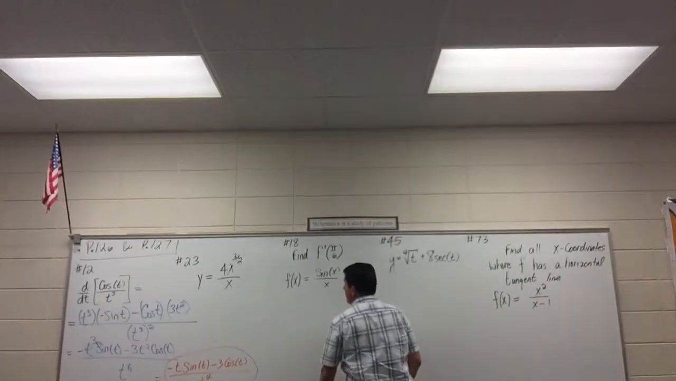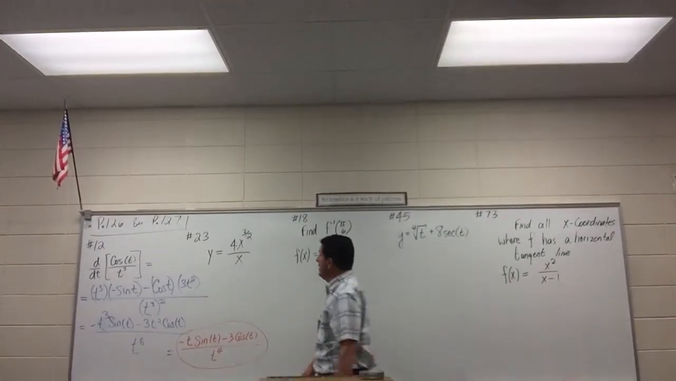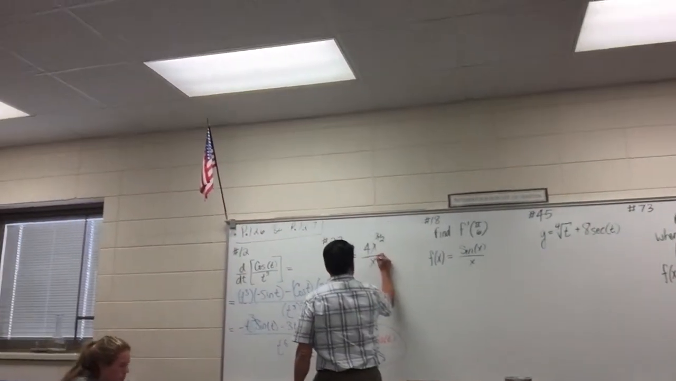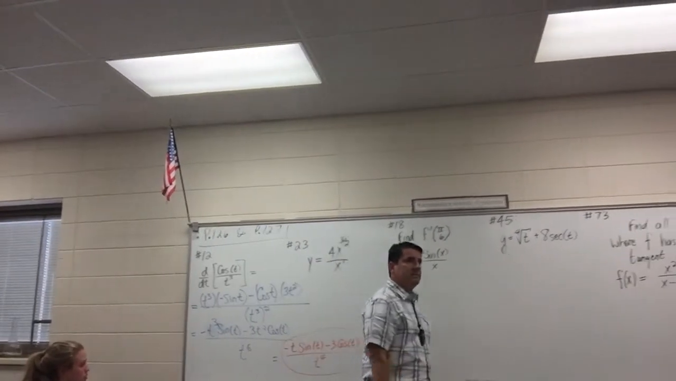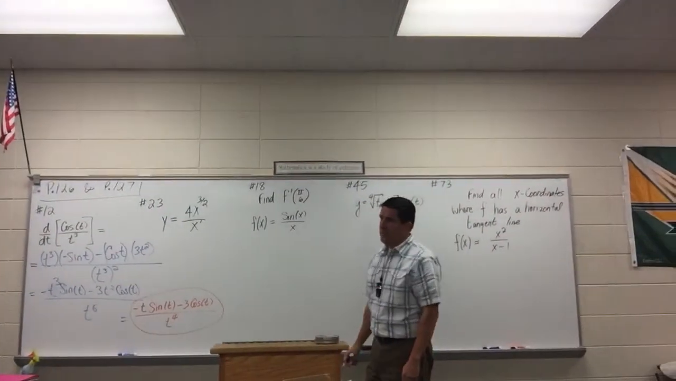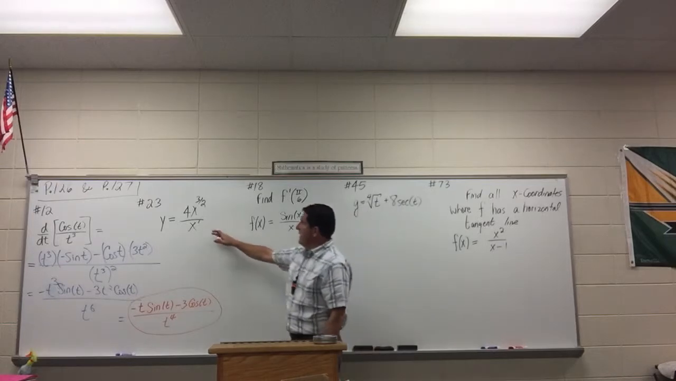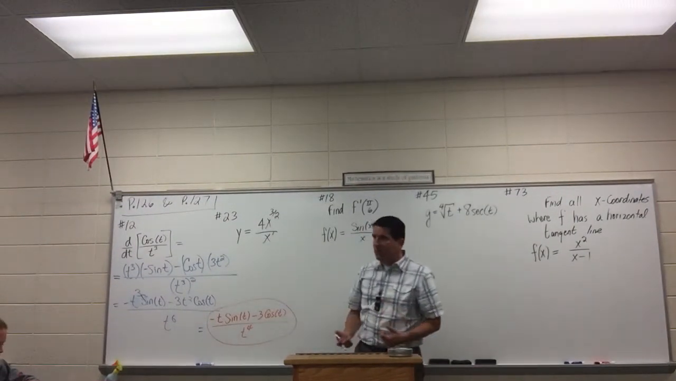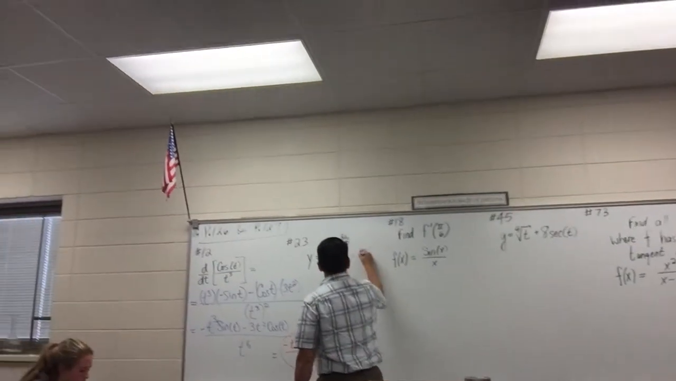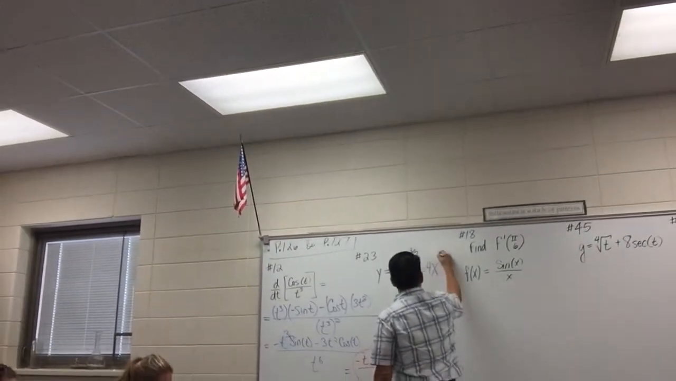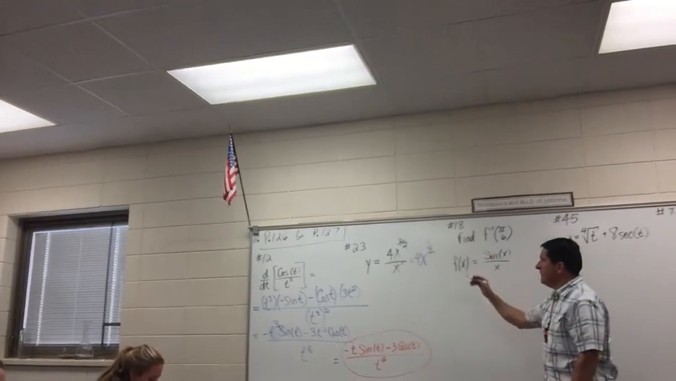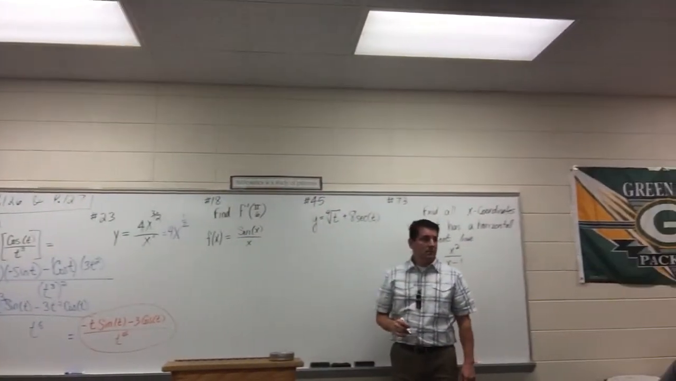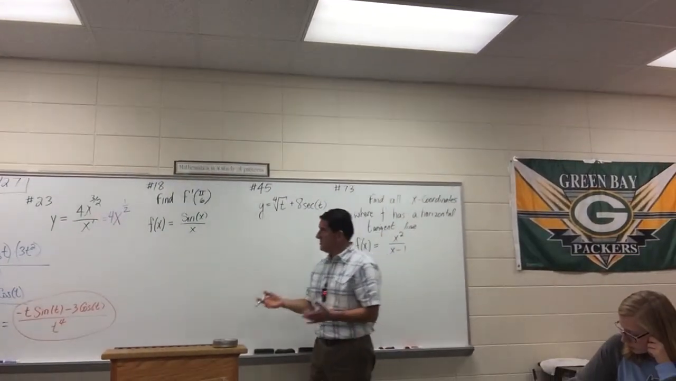All right, number 23 is actually easier than you think, but you may not have thought of it this way. You don't have to do quotient rule on this one. Look, it's x to the 3 halves on the top, it's x to the first on the bottom. So this is the same as 4x to the 1 half. It's 3 halves minus 1. Okay, so it just starts off like that.